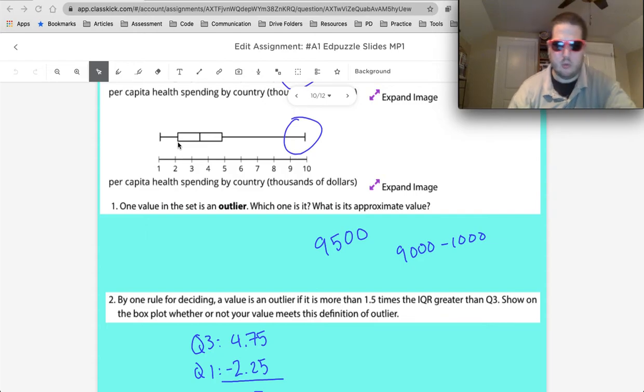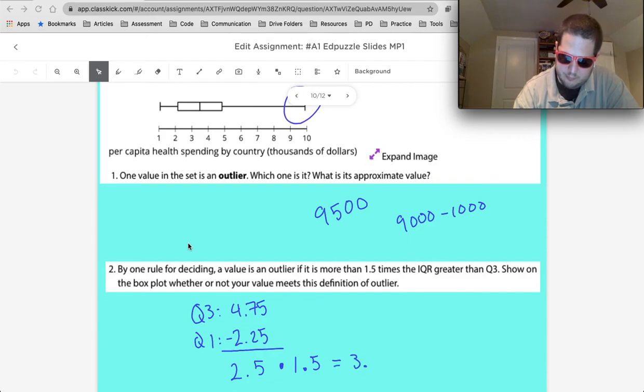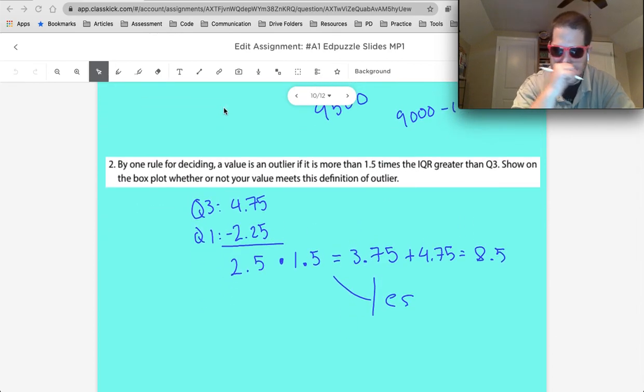Okay, so what I'm going to do then is multiply that number by 1.5, and if I do that, I'm going to get 3.75. So if any number is more than 3.75 away from the third quartile, that makes it an outlier. So if I add the third quartile, 4.75, I would get 8.5. So yes, this is an outlier because it's bigger than 8.5. Okay, that will do it, and I'll see you next time.